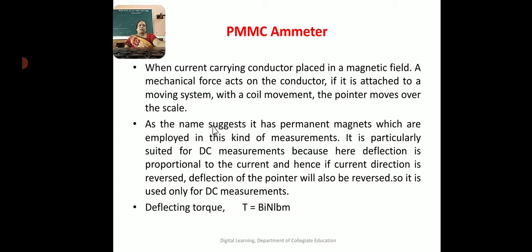So in this ammeter, the deflecting torque is given by T = B I L b N. Here B is the flux density, I is the current flowing through the coil, L is the length of the coil, b is the breadth of the coil, and N is the number of turns of the coil. So the deflecting torque of this ammeter is given by this expression.